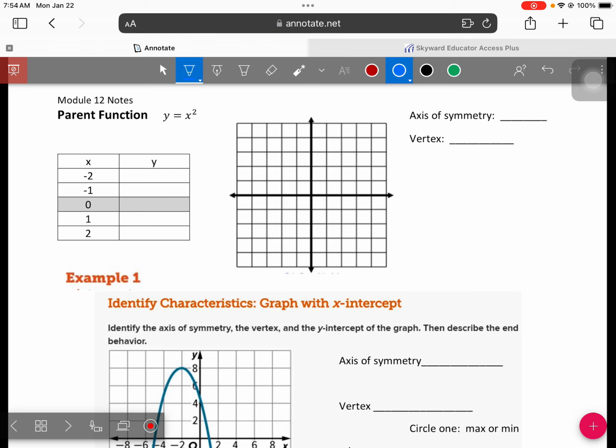All right. Just like you have families, parabolas have families. We have parent, and then we have basically non-parent. Okay? The parent function, the parent equation is y equals x squared. So we look at all parabolas based on y equals x squared. Okay? Y equals x squared.